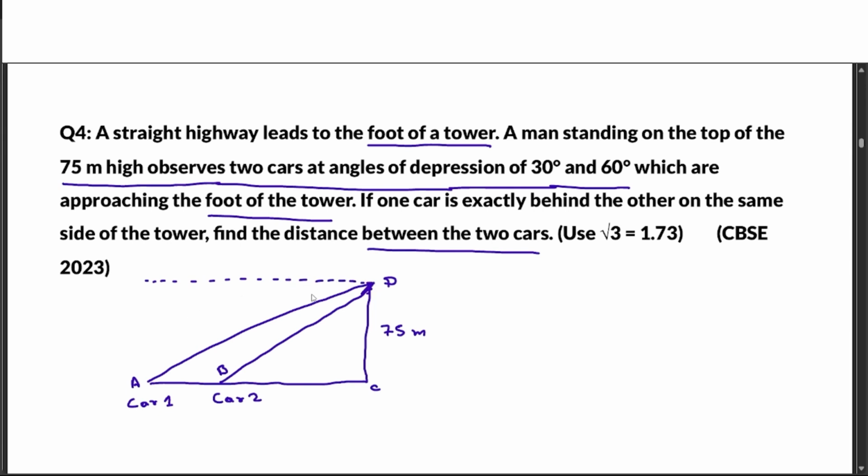So the first car, which is making here how much? Here 30 degree. Okay. And the second car is making how much? 60 degree. Okay. So which means this angle is also 60 degree. Okay. And this angle is also 30 degree. Okay. So hope you understand this much.